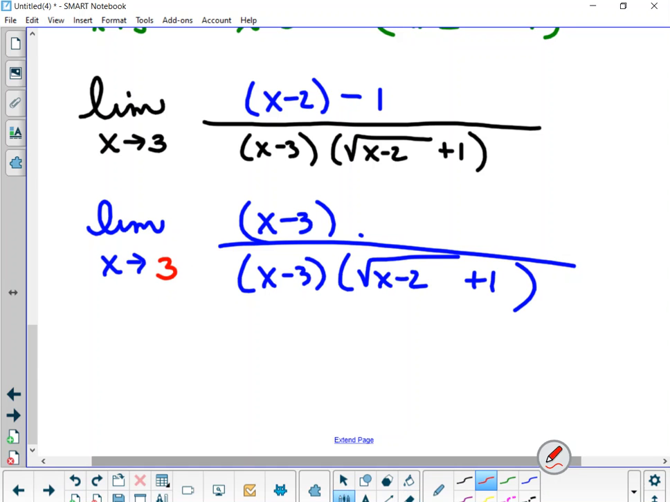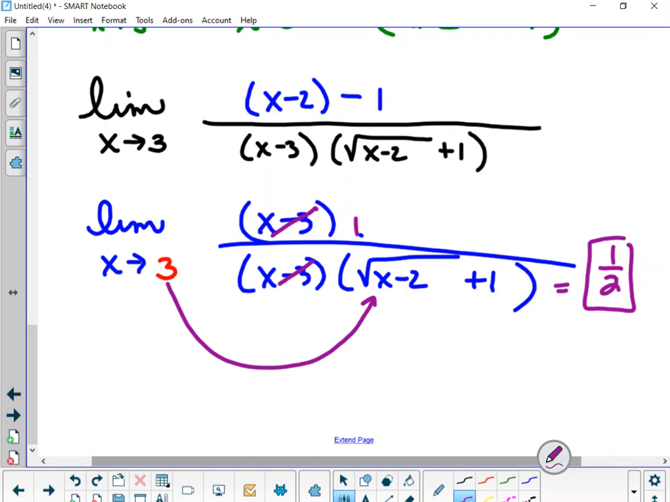Final answer? Well, I take out the common factor that's making the 0 over 0. Final answer? 1/2. 1 over the square root of 3 minus 2, plus 1.